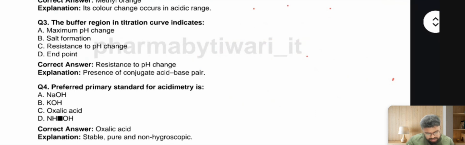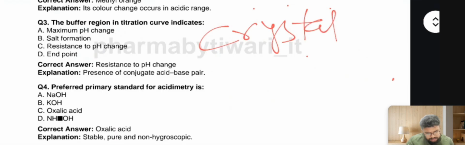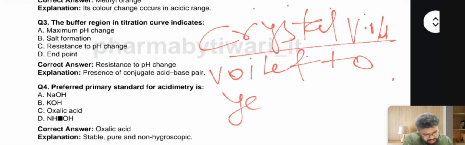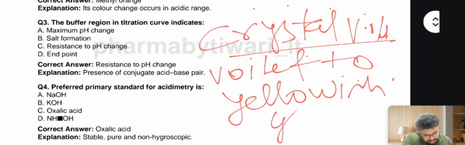The indicator used in acidimetry is crystal violet, which changes color from violet to yellowish green.